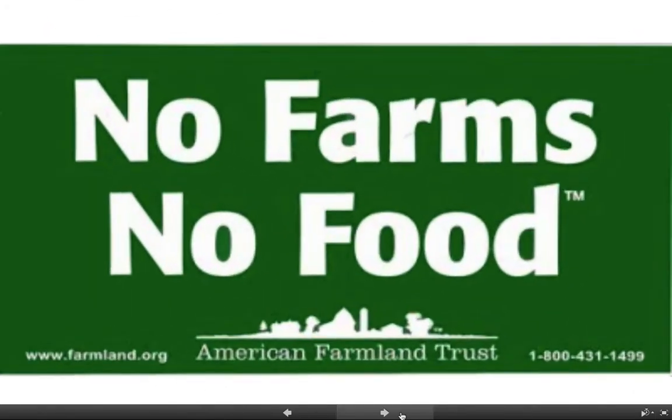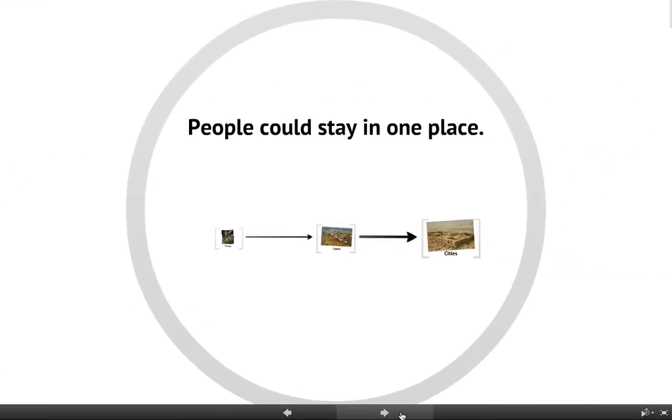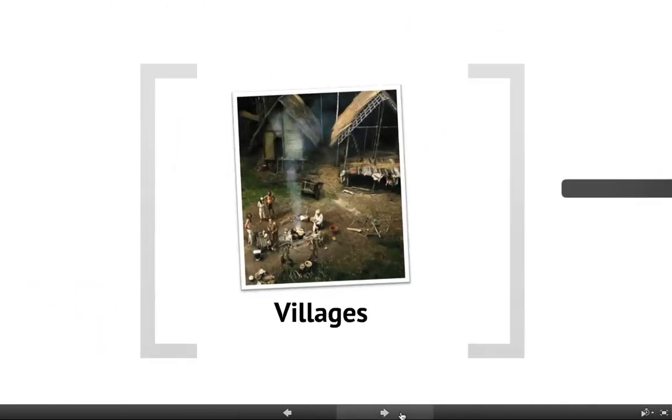Right? We've all seen this sticker before on pickup trucks and cars driving around. No farms, no food. Right? We got to have farms to have food today. People could then stay in one place. They were actually forced to stay in one place. Farmers cannot simply go on vacation for 3 weeks. Right? If you know anybody that's a farmer or your family farms themselves, they don't get to go on a long vacation. If you leave for 2 weeks, your crops, your animals die or don't grow very well. So people had to stay in one place.